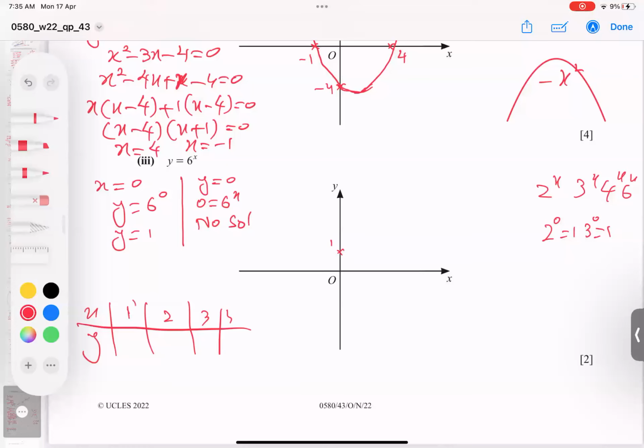When I plug in 1 in the place of x, I get 6 to power 1, which is 6. When I plug in 2 in the place of x, I get 36. 3 in the place of x is 216. Okay, for the fourth value, no need, because very huge numbers are coming. So 6 is where? Somewhere here. Very high value coming, so I think we can't make it anyway. So somewhere here against 2, we got a high. And sorry, not here.